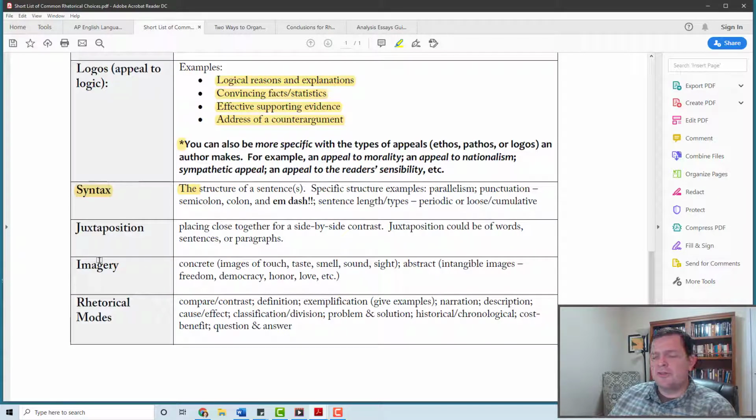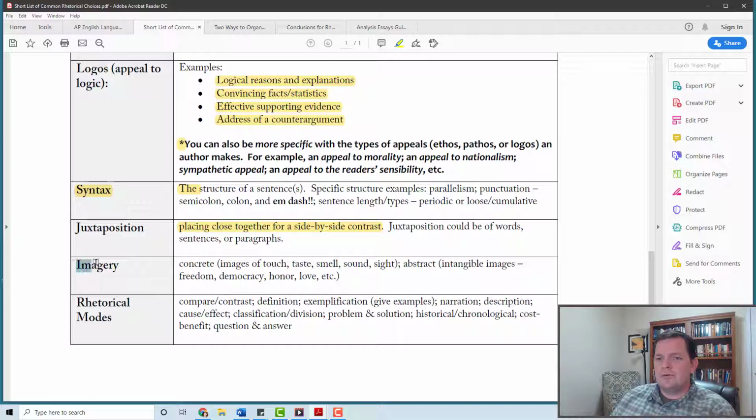Then juxtaposition. This is the placement of specific things beside each other. So you're contrasting two elements or comparing two elements. The placing close together, side by side, contrast or comparison. And here you can juxtapose images, you can juxtapose sentences, paragraphs, ideas, concepts, philosophies, words, people. Any one of those things can be juxtaposed. So you want to use those carefully and to think through that, and it can be a very helpful tool.